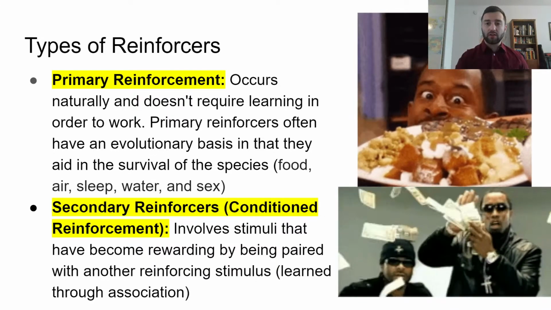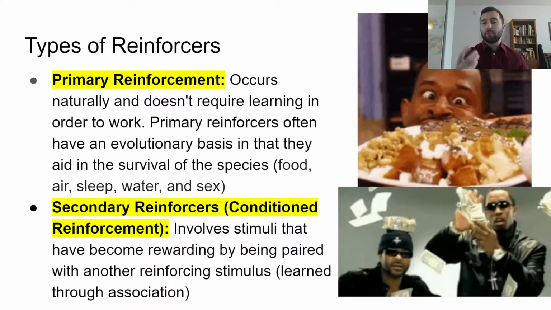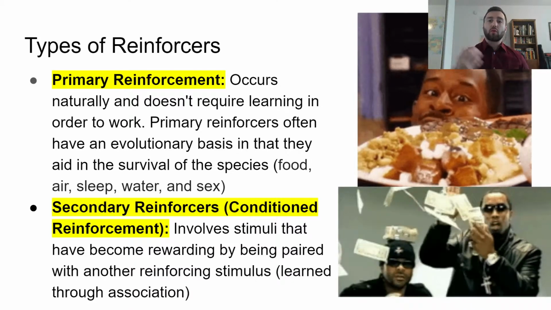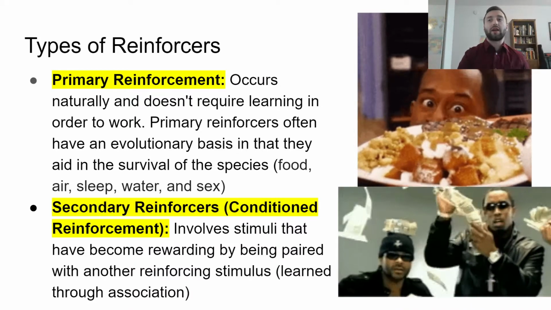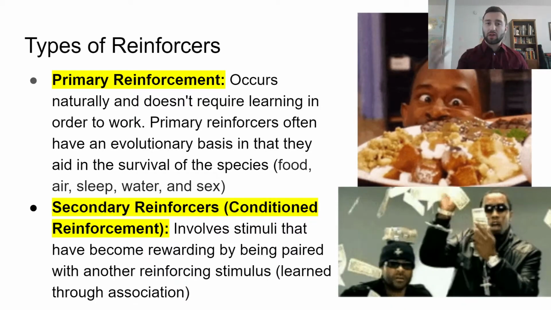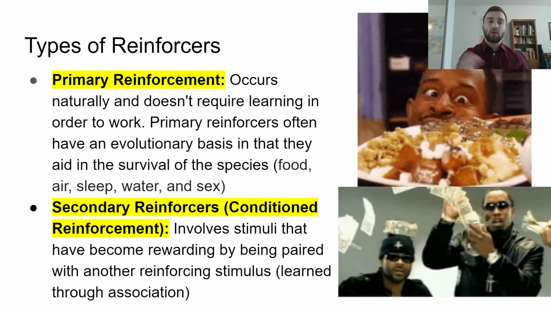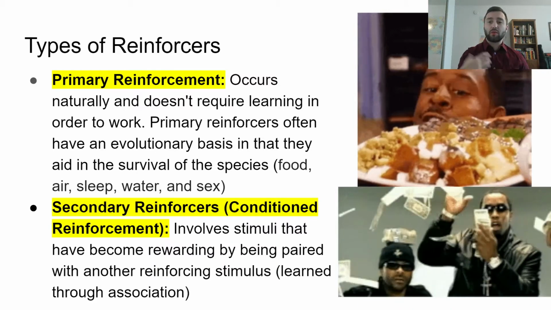So when you go to work and you get a job and you get paid, the money itself isn't the reward. The reward is that I can buy food, or I can buy a house, or I can buy a game, or whatever it is I want to spend that money on. So that's that secondary reinforcer. It's something we've learned.